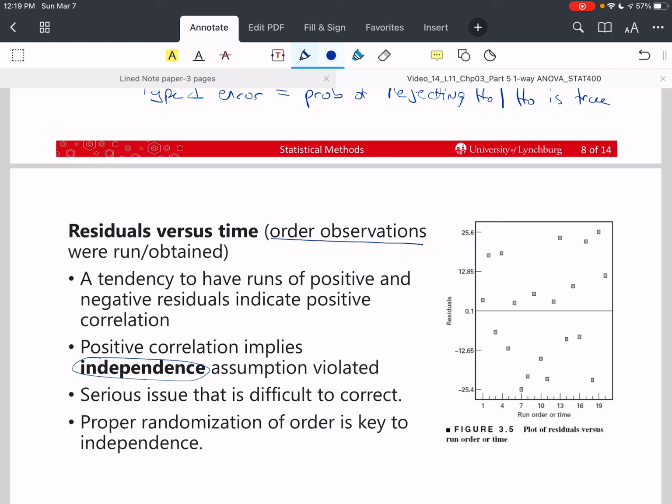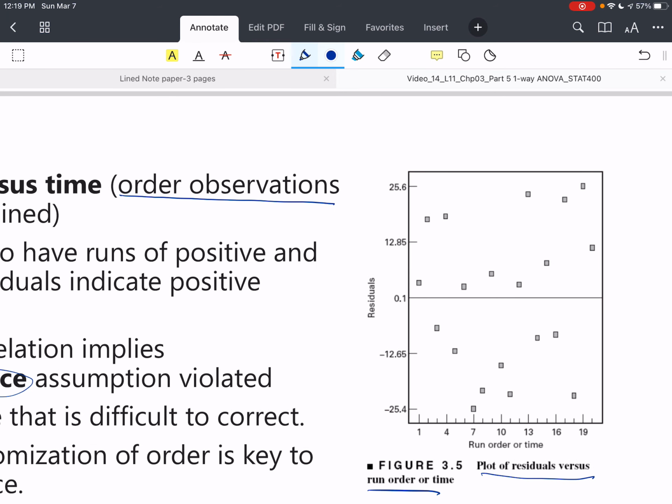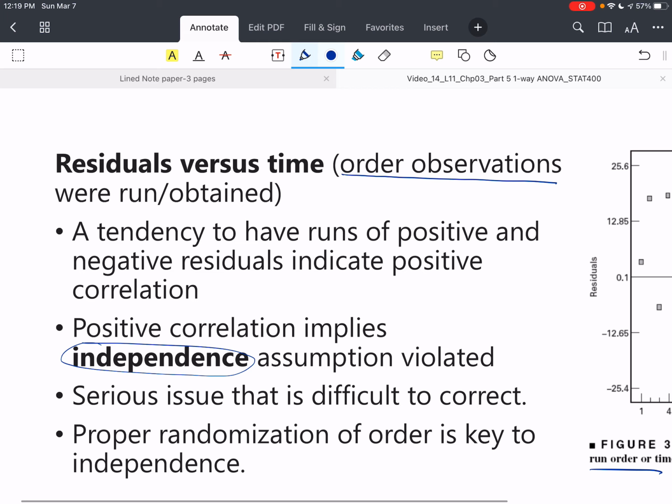So these were not run in the order in which they are in the data set. In the data set, all of power of 160 were put together, and that is not how it was done. I do not have that, but the author did, but unfortunately he didn't give it to us. So all I can do in this case is just look at the order that he's given us and analyze this to show you the idea. What it says is a tendency to have runs of positive and negative residuals indicates positive correlation. That implies that they're not independent.